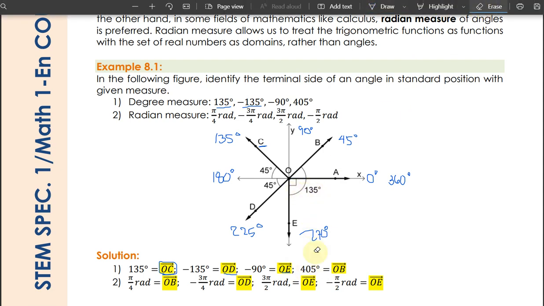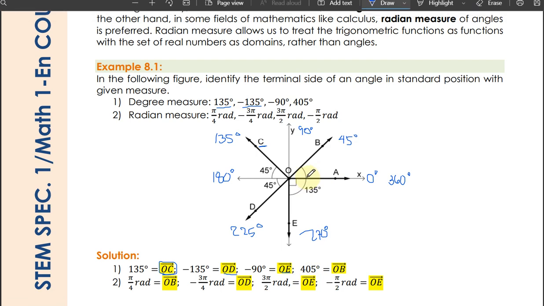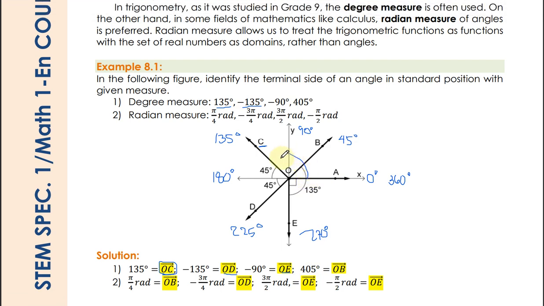Since it is positive, then you are going to move in counterclockwise direction. So 90, 180, 270, 360. So 360 plus 45, that is 405 degrees. So your terminal side is located at OB. That's why you have OB here.